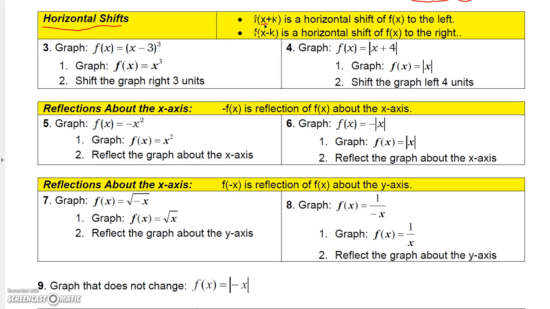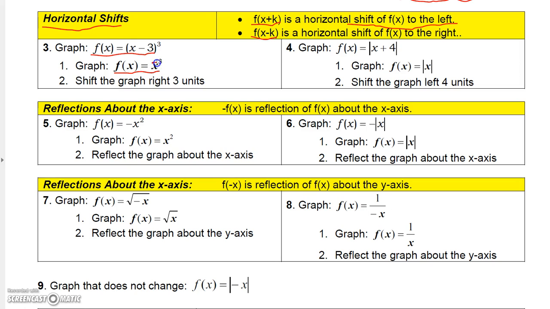So it turns out that if you want to graph a function where you replace x with x plus a constant, this is actually a horizontal shift to the left. And so you might think it would be to the right, but it's actually to the left. And there's really a reason for that. I'll show you in a minute. Okay, now, if you replace x with x minus a constant, it's going to be a horizontal shift to the right.